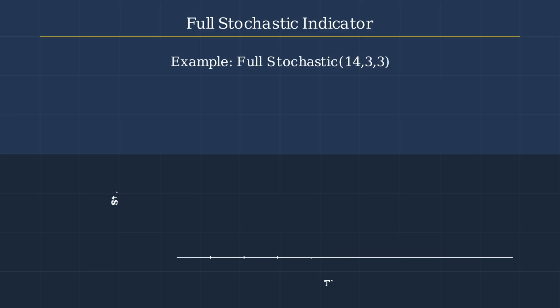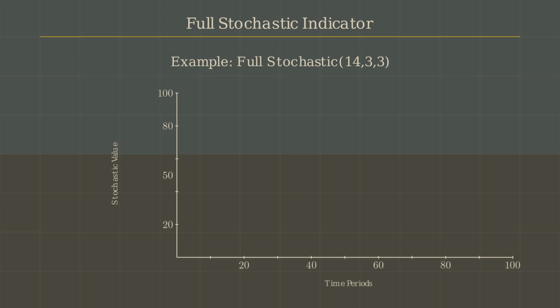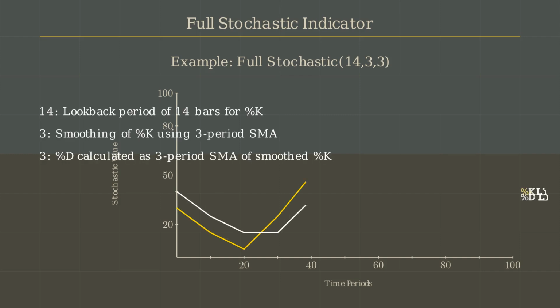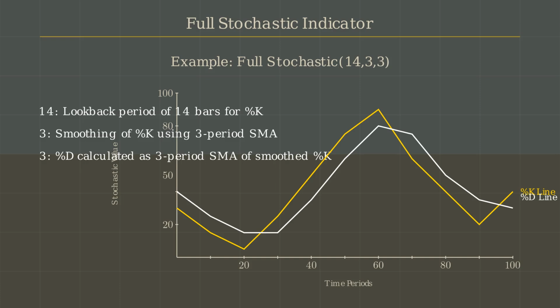Let's examine a common example setting of 14-3-3, which many traders use as a default configuration for the full stochastic. In this 14-3-3 setup, %K uses a 14-period lookback with 3-period smoothing, while %D is calculated as a 3-period SMA of the smooth %K.